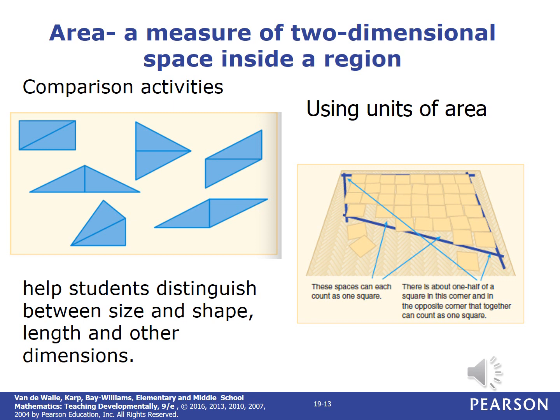Comparing area measures is a bigger conceptual challenge than comparing length measures because areas come in a variety of shapes. It's not as direct as just comparing length of 2 objects. Comparison activities with areas should help students distinguish between size and shape, length, and other dimensions. For instance, look at the left side of the picture on the slide where you see the collection of quadrilaterals and triangles.